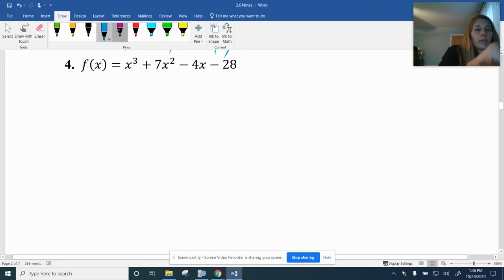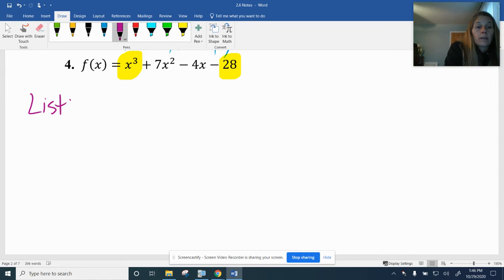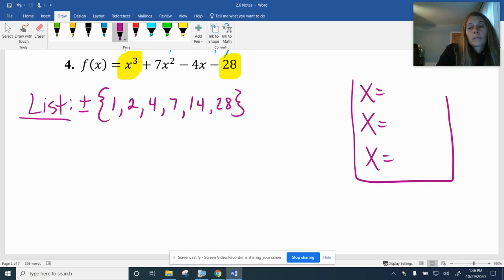Okay, so let's take a look at number 4. Again, a nice cubic polynomial with a lead coefficient of 1, so we don't have to worry about any factors there. And then we just have to do our factors of 28. So my list, again, will be very simple. It's just positive or negative. My factors of 28 are 1, 2, 4, 7, 14, and 28. And of course, I'm going to have 3 solutions since it's x cubed. So I'm getting ready for those 3 solutions.